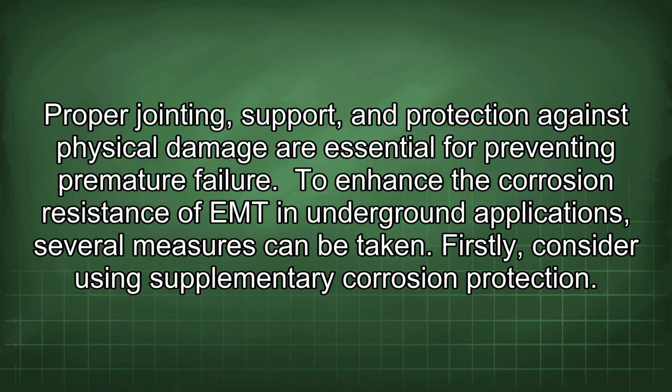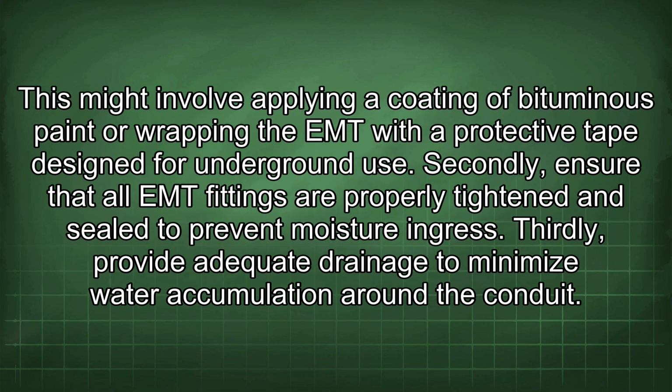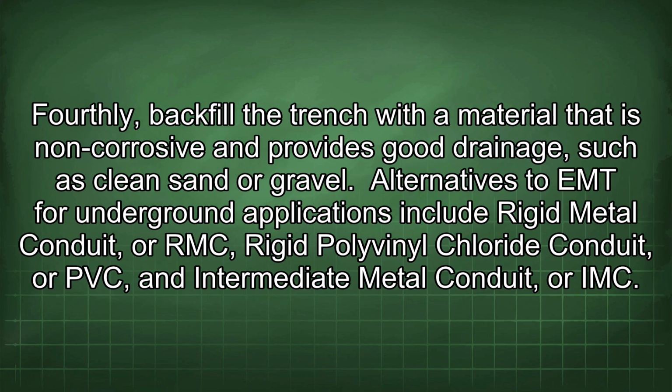To enhance the corrosion resistance of EMT in underground applications, several measures can be taken. Firstly, consider using supplementary corrosion protection. This might involve applying a coating of bituminous paint or wrapping the EMT with a protective tape designed for underground use. Secondly, ensure that all EMT fittings are properly tightened and sealed to prevent moisture ingress. Thirdly, provide adequate drainage to minimize water accumulation around the conduit. Fourthly, backfill the trench with a material that is non-corrosive and provides good drainage, such as clean sand or gravel.